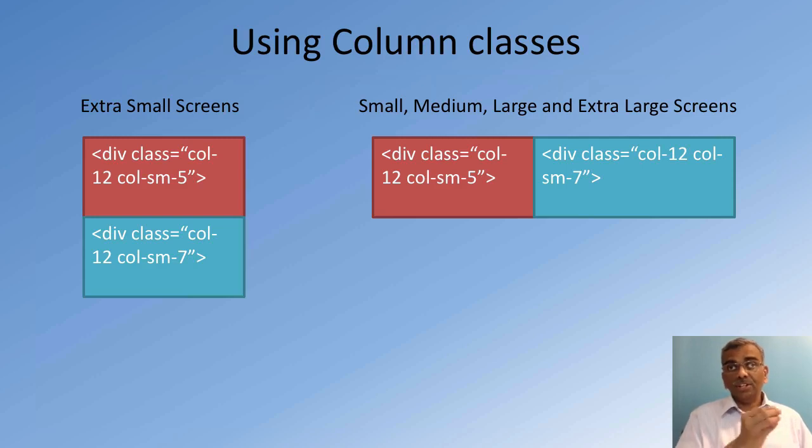The reason for this is because we said col-sm-5 and col-sm-7 for the two. So for small to extra large, they will be laid out side by side so that the red content will occupy the leftmost 5 columns and the sea green content will occupy the right 7 columns of your row, all the way from small to extra large screen sizes. So this is how we would specify content layout for different screen sizes.